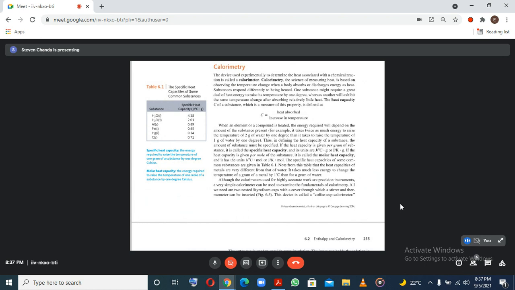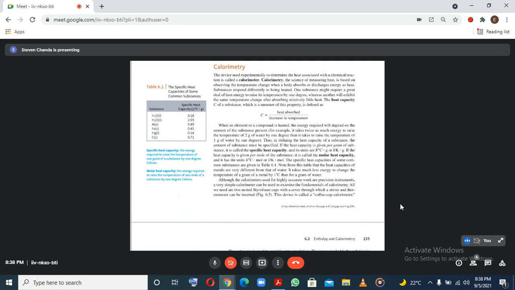The other thing is that substances respond differently to being heated. I'm sure we discussed in biology that water has a high specific heat capacity, right? Meaning you need a lot of heat to raise the temperature of water, and water has to lose a lot of heat for its temperature to change.